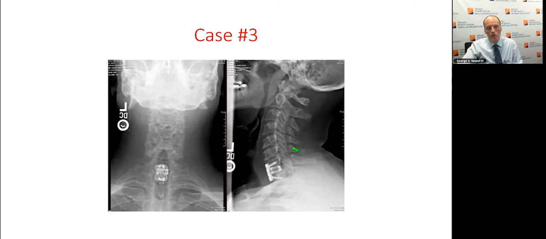And he underwent an anterior cervical discectomy and fusion without consequences and actually did well. He actually is a piano player, and that was the best therapy for him.